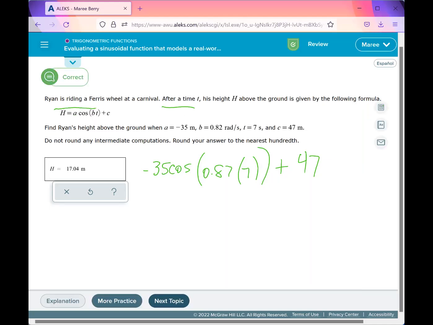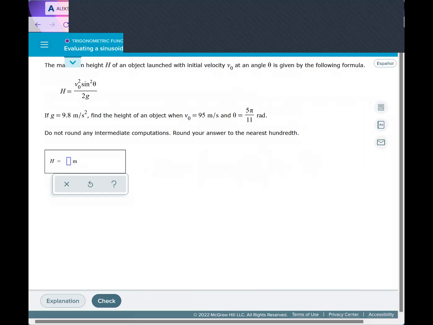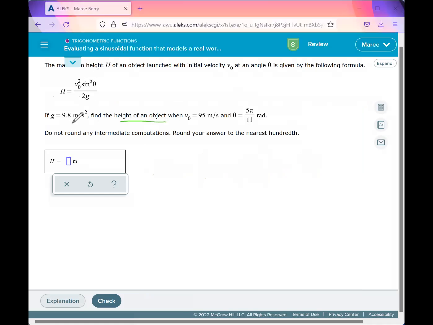And we'll recheck. Perfect. All of the problems are like this, where you're just plugging in the numbers to whatever equation they give you. So here really quick is another example where we're trying to find the height of an object using this equation. So we're going to put 95 in our calculator. We'll square it. And then we'll times it by the sine squared of 5 pi divided by 11.